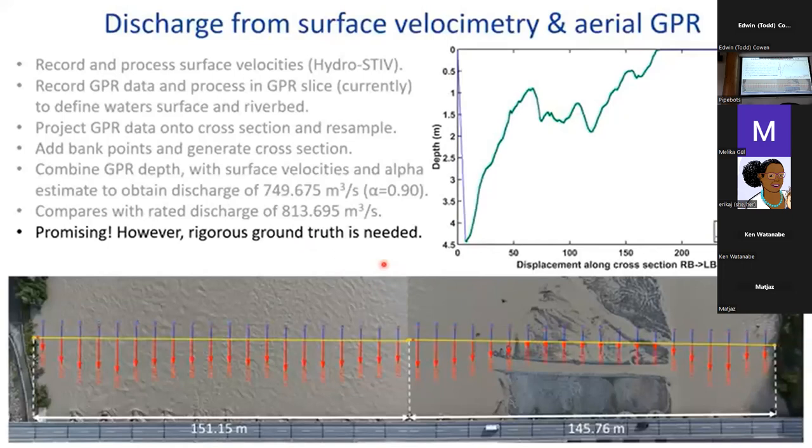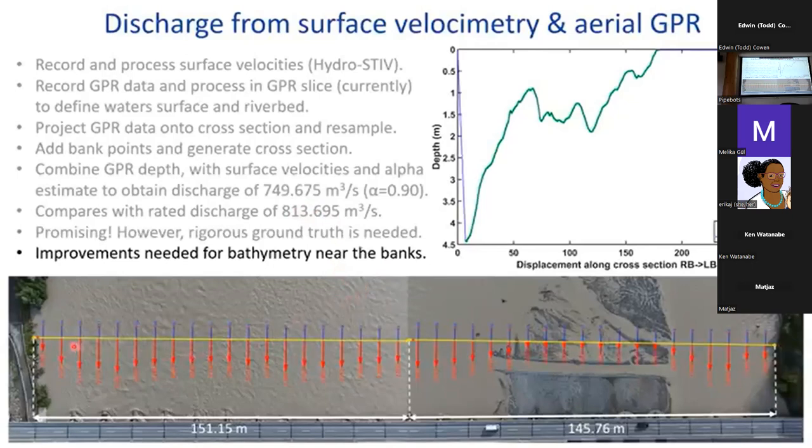So during these initial tests, we had to respond at quite short notice to a flood event. And so we weren't able to organize a jet boat with an ADCP or a deep sounder to provide reference discharge. So we only had rated discharge to compare against.